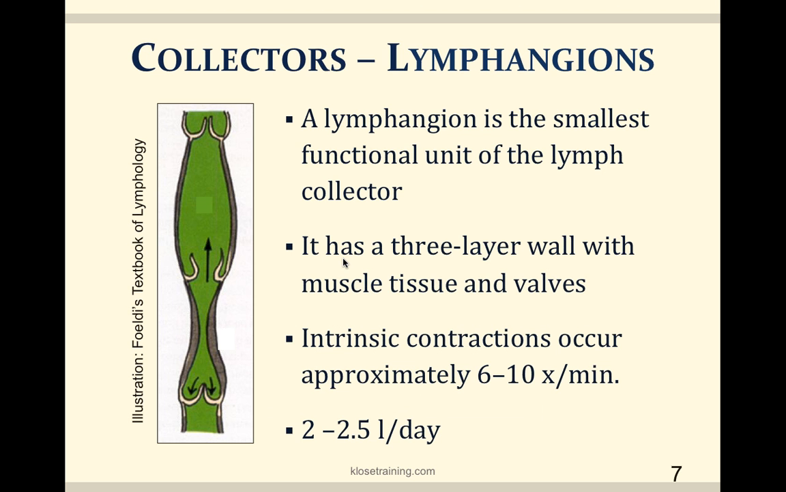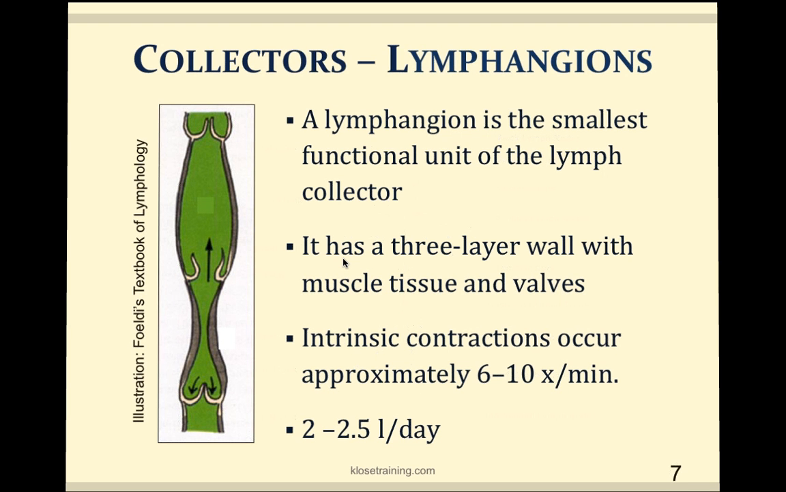Okay, so now we'll talk about the collectors. The collectors are slightly deeper, and these collectors have something called the lymphangion. The collector has many lymphangions in it. It's like a small functional unit in the collector, which has the ability to contract. And that's how it transports fluid from distal to proximal. So there's an intrinsic contraction in the collector, and that's stimulated by the sympathetic nervous system. The average rate of the contraction is about 6 to 10 times per minute. And during this time, in the largest vessel, which is the thoracic duct, it will transport 2 to 2.5 liters per day of fluid.